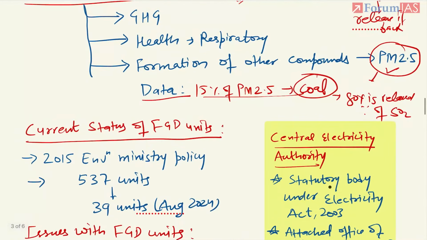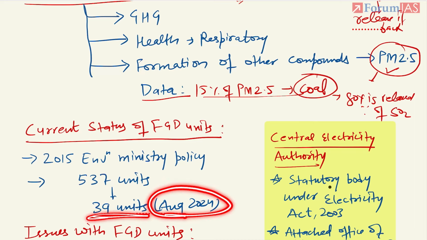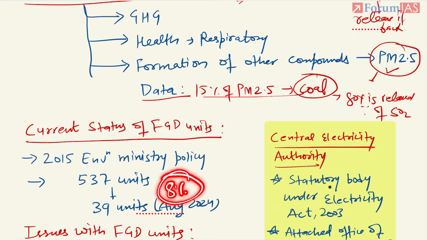Now let's see. Flue gas desulfurization units were made mandatory in the 2015 Environment Ministry policy. At that time, there were 537 units of thermal power plants. As of August 2024, only 39 units have implemented this flue gas desulfurization system. It's almost 8% only. So this is the situation with flue gas desulfurization units. This data is given by the Central Electricity Authority. It's a statutory body under the Electricity Act.